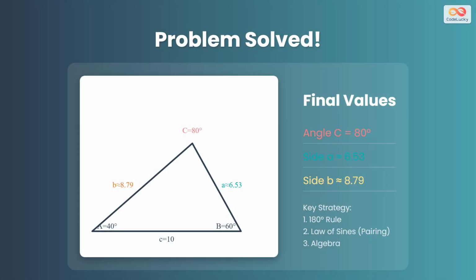And here is our solved triangle. We started with just two angles and a side, and we found the rest. Remember, always find that third angle first so you can complete a pair for the law of sines formula.